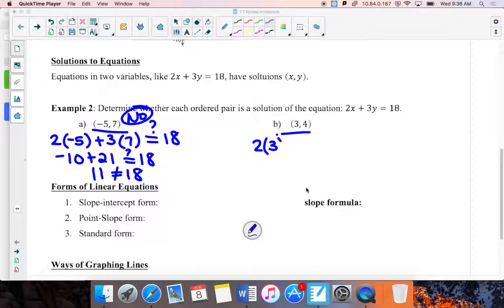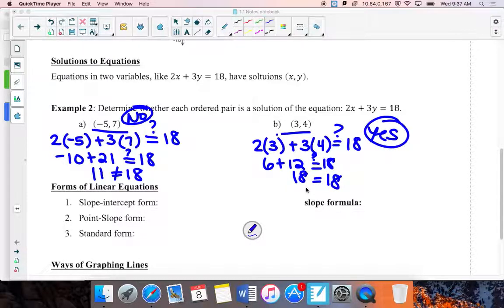Repeat that exact same process. We want to know, does the left side equal the right side? Simplifying, 6 plus 12. Does that equal 18? Well, yes, in fact, 18 equals 18. So yes, that is a solution.